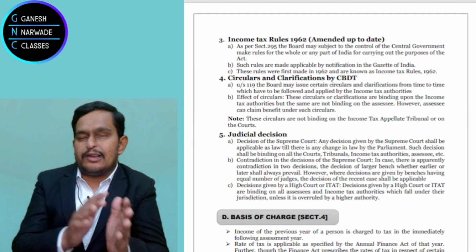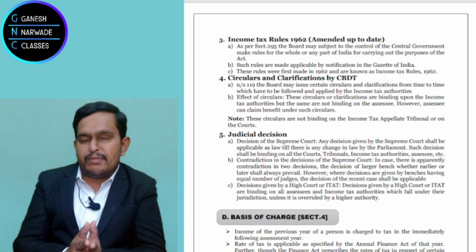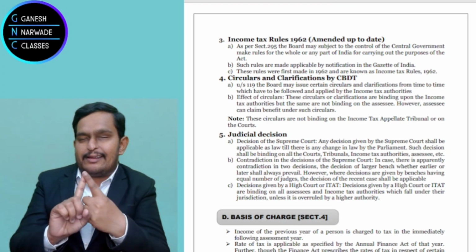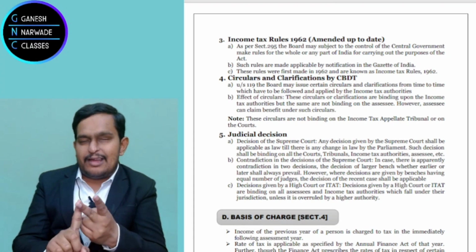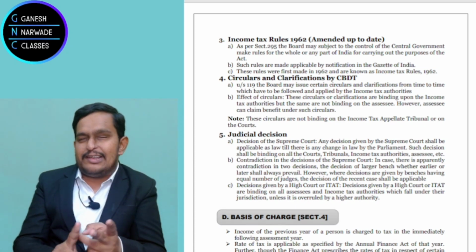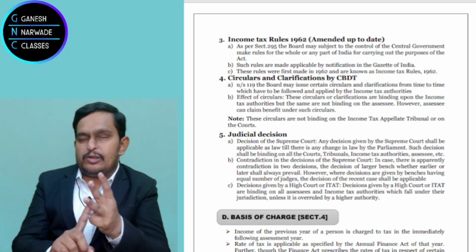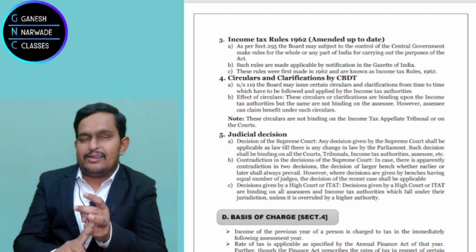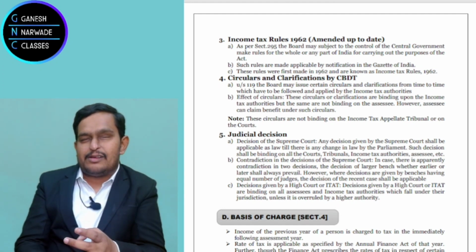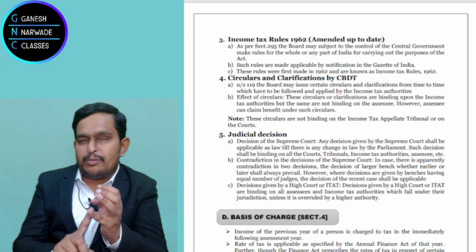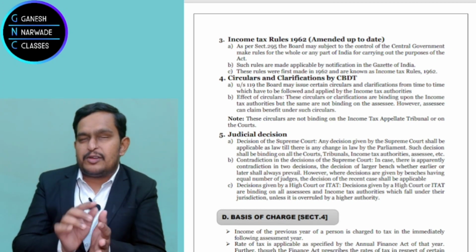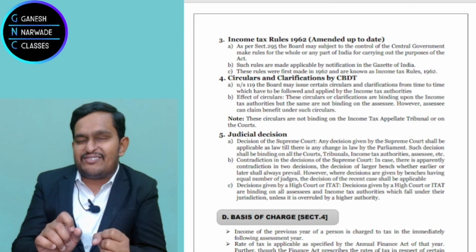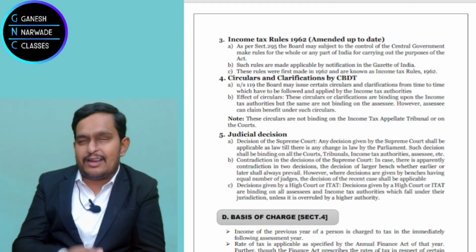So circulars and clarifications, what should you remember? It is discussed in section 119. It says the CBDT can issue circulars and clarifications. Why will they issue them? To bring uniformity of action in each case. Is the income tax officer bound by the circulars? Yes. Is the taxpayer bound by the circular? No. But can the taxpayer utilize the benefits of the circular? Yes.